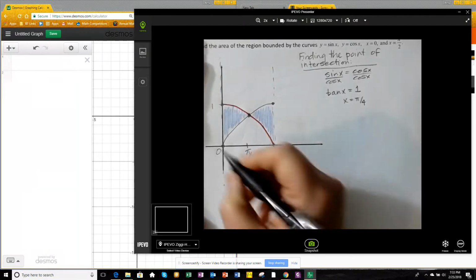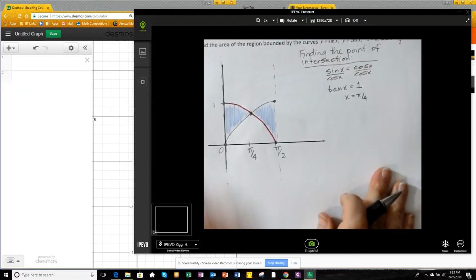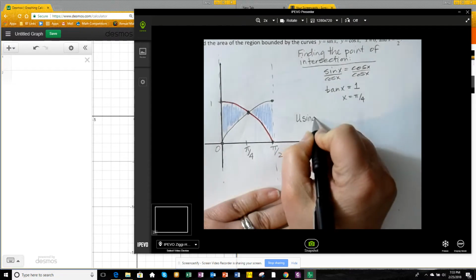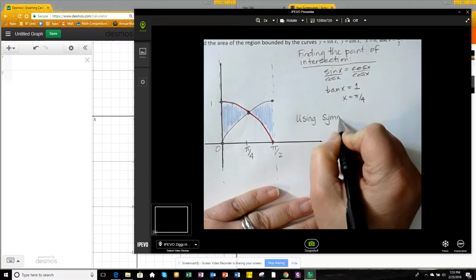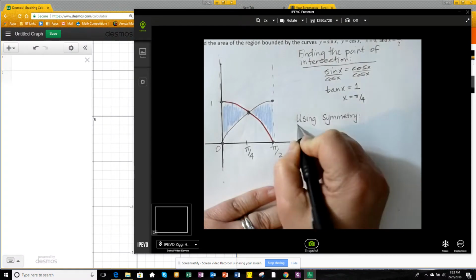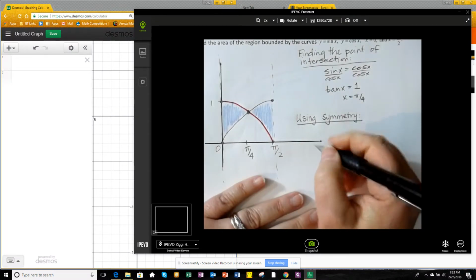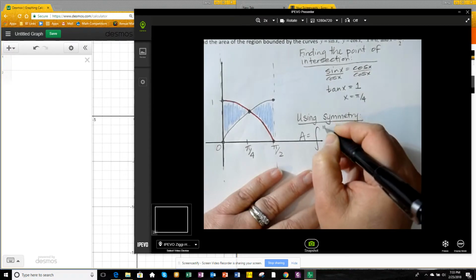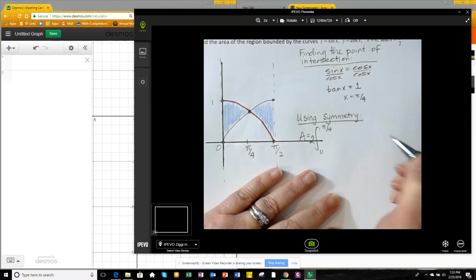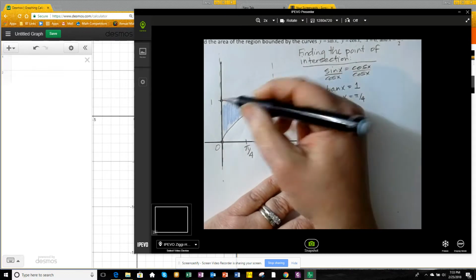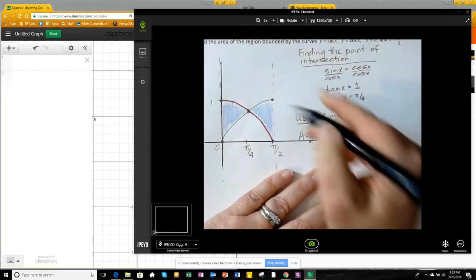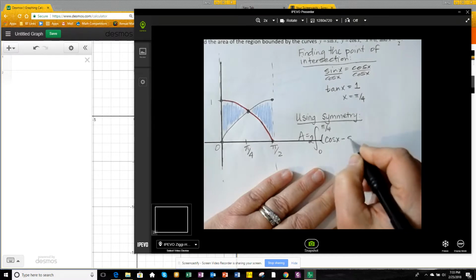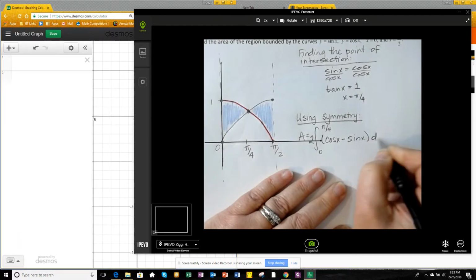And the other one is the sine function. And like I said, I'd like to use symmetry here. So using symmetry, let's integrate. We'll say the area is equal to the integral from 0 to pi over 4. And I'm going to multiply this by 2. And it's going to be the upper function, which happens to be the cosine function, minus the lower function, which is sine x dx.